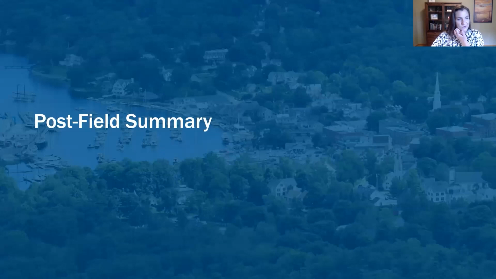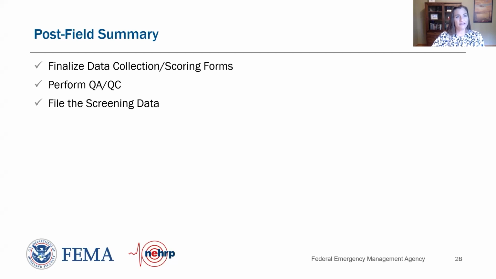So what do we do after we've done all these screenings? Well, we're going to finalize the data collection forms and the scoring forms. We really want to perform some QA/QC. So we're going to look at, did all the forms include a picture? Did they do the irregularities indicated in the basic score? Do those reflect the photos that we saw?